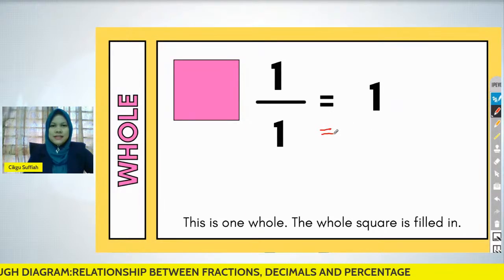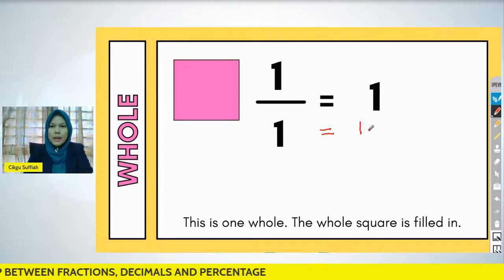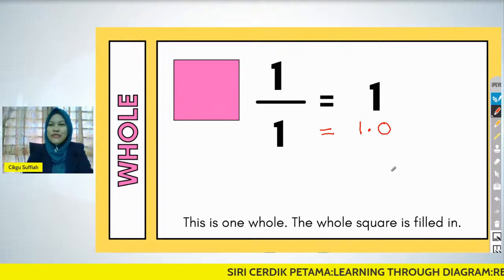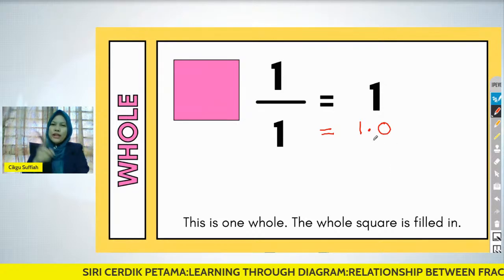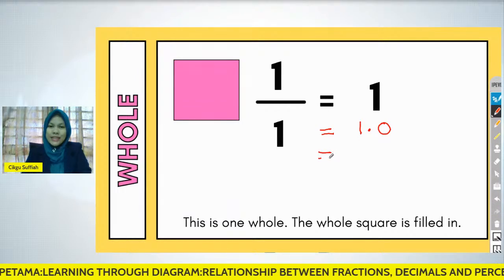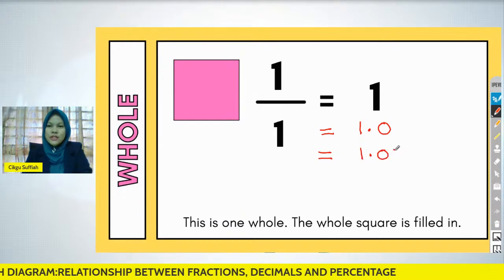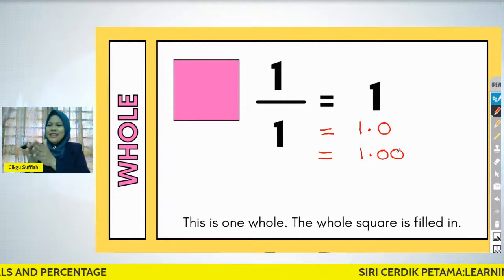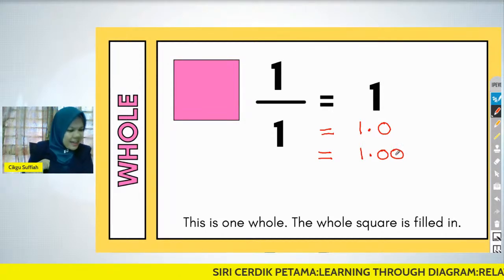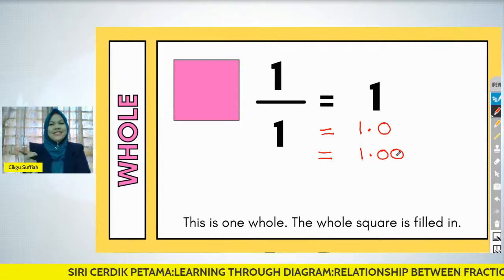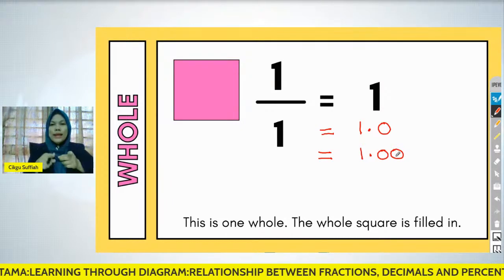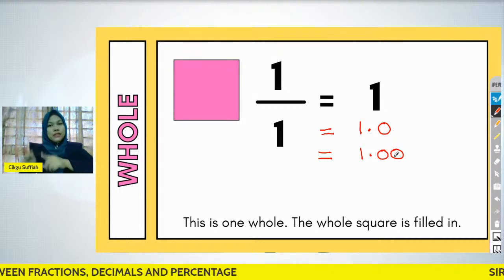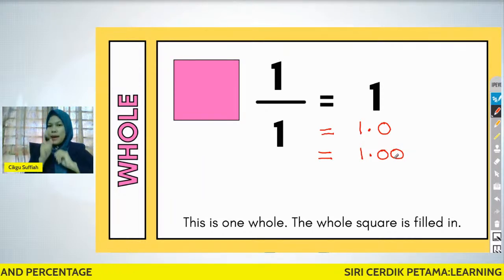This one is actually equal to 1.0. It's an equal value. 1 is equal to 1.0 and is also equal to 1.00. I can add a lot of zeros behind the decimal point and it is still equal to 1. So bear that in mind: 1 equals 1.0, and also equals 1.00, and so on.